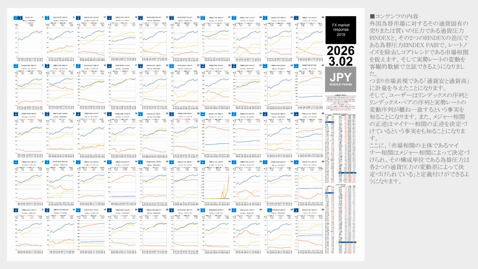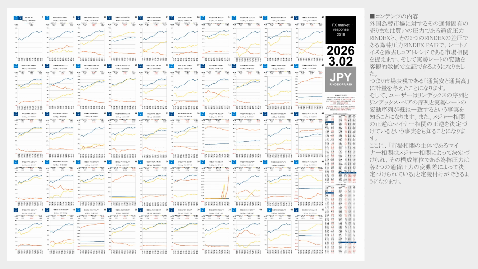By using currency pressure RINDEX, which represents the buying or selling pressure specific to a currency in the foreign exchange market, and exchange pressure RINDEX pair, which represents the differential pressure between the two RINDEXs, we can eliminate rate noise and capture the core trend of market correlation. This allows us to objectively quantify fluctuations in the prevailing rate. In other words, we provide a measure for the market expression, currency depreciation and appreciation.